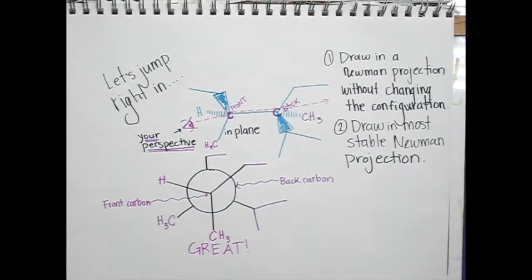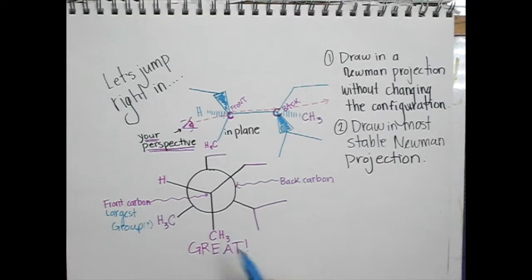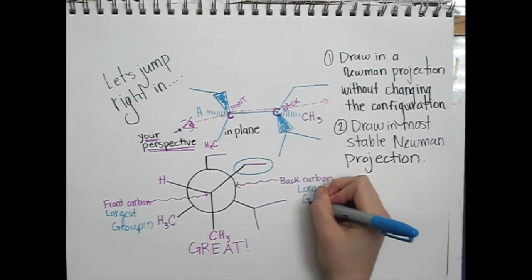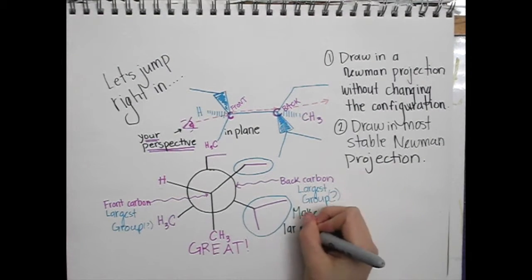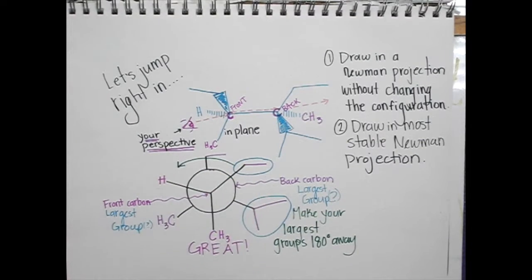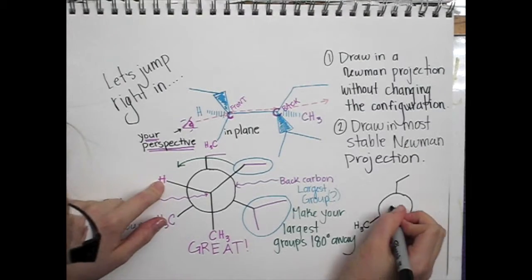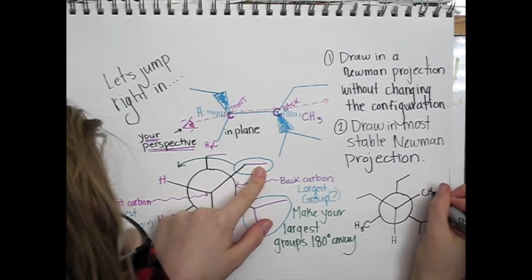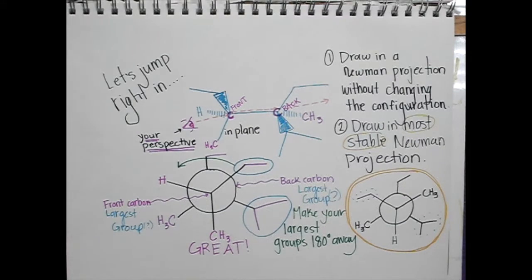Okay, so now we're going to take the structure and draw it in the most stable Newman projection. We do this by figuring out the largest groups on the front carbon and then on the back carbon. This is more about bulkiness than weight. So I've circled our largest groups, and now we have to make them 180 degrees apart from each other. You can rotate either one to get to this configuration. Awesome. Feel free to pause the video whenever you need to.